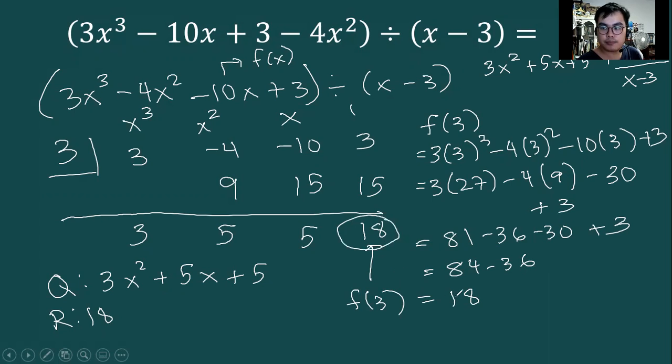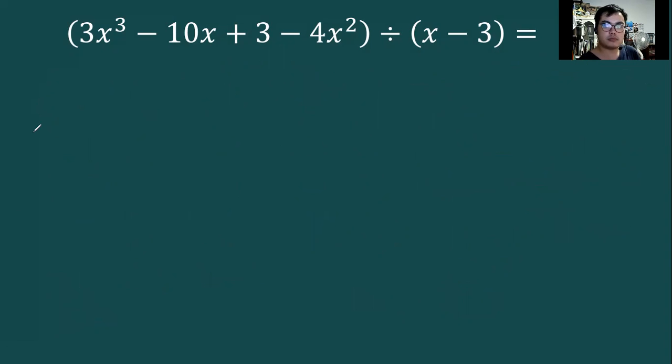Same, right? Okay. So keep in mind that since we have a remainder, a non-zero number, we can tell that 3x squared plus 5x plus 5 and x minus 3 are not the factors of the given polynomial dividend.